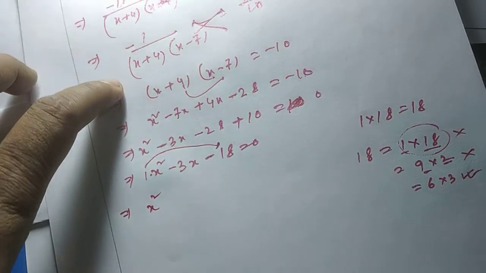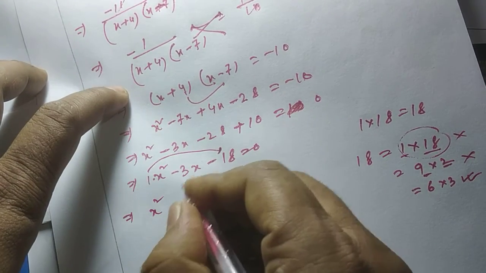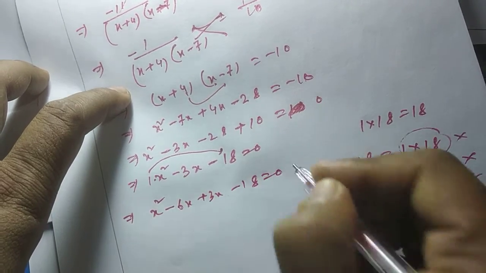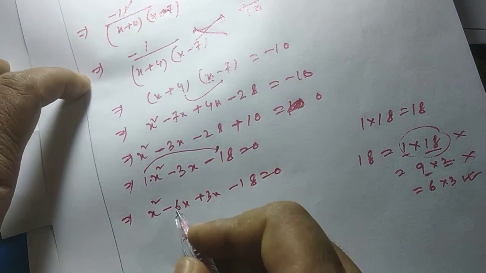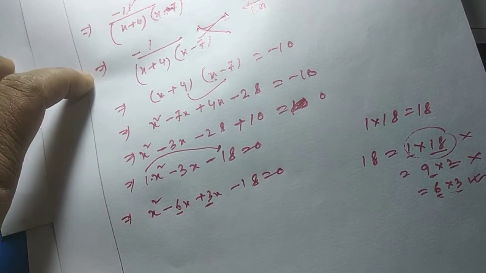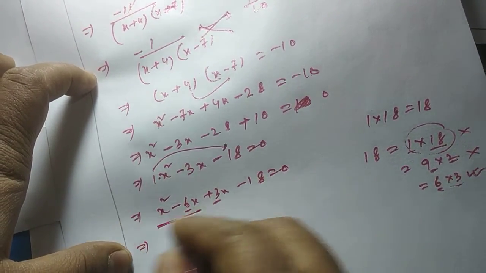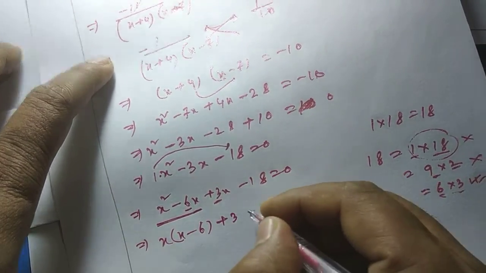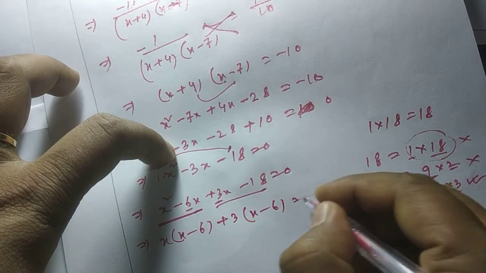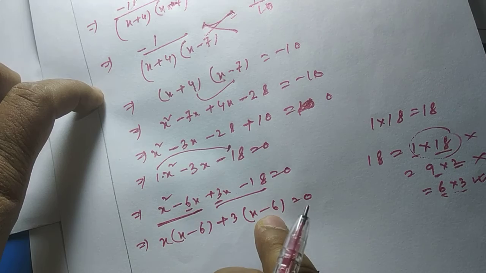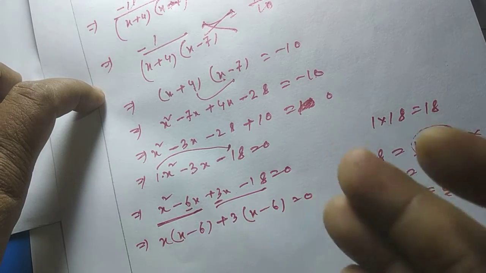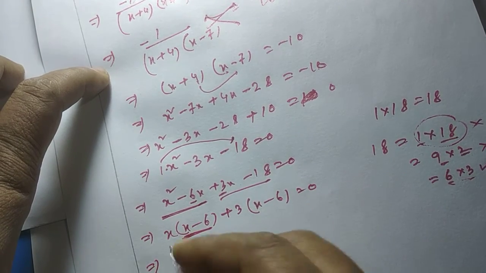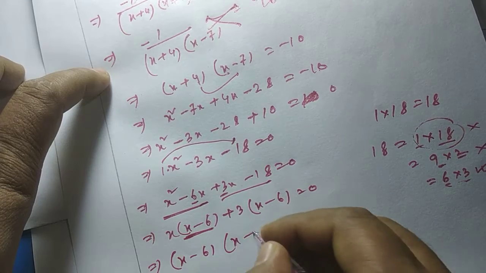So minus 3x can be written as minus 6x plus 3x minus 18 equal to 0, correct? So I have used these two factors here. Now from the first two taking x common, x into x minus 6, from the last two taking 3 common, x minus 6 equal to 0. So we have got the same factors, means we are going in the correct way. Now taking x minus 6 common from the whole, x minus 6, x plus 3 equal to 0.